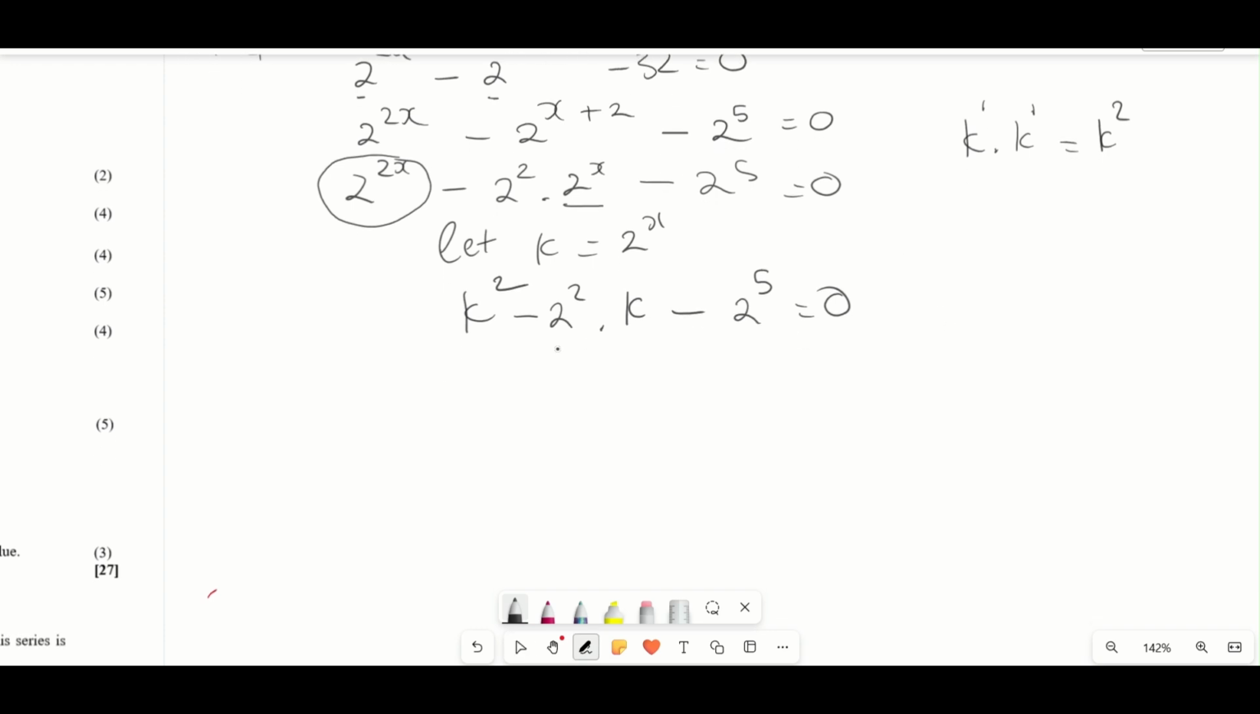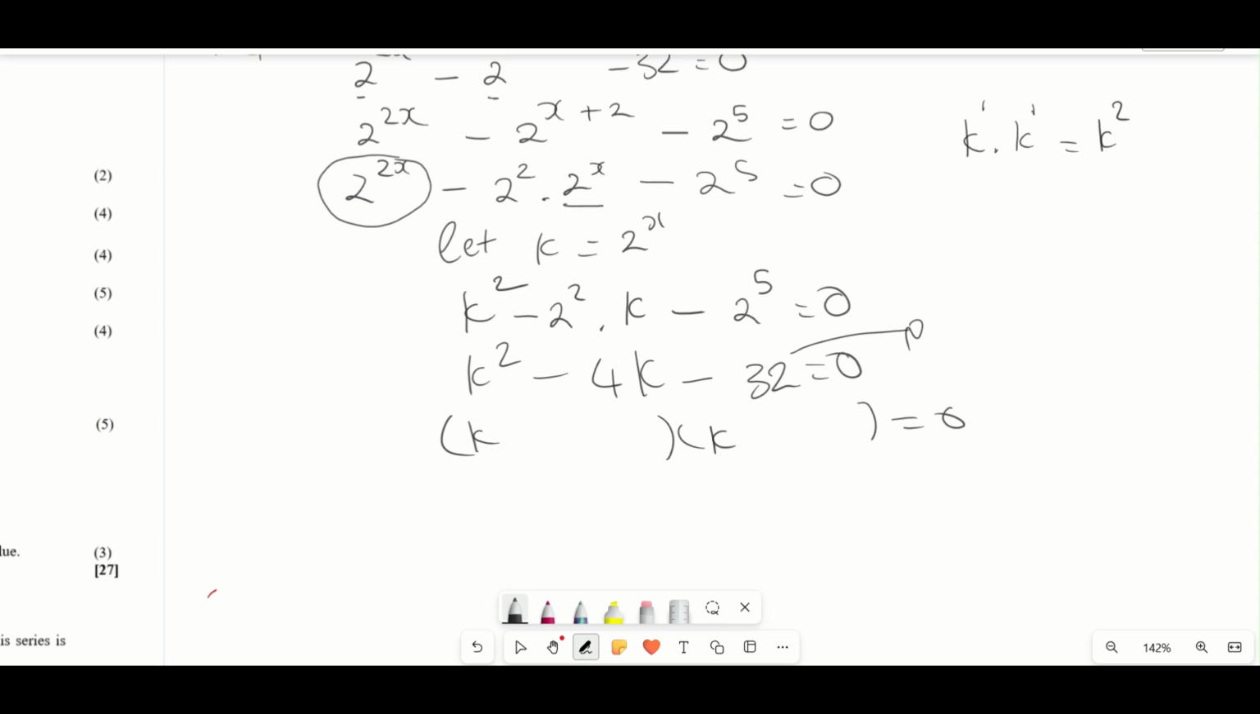Actually here I didn't have to change anything. 2 raised to the power 2 is 4, so I have 4k minus 32. I didn't have to change the 32 into exponential form. Now we have to factorize this. Well, you can use the quadratic formula, but in this case, let's write all the factors of 32.